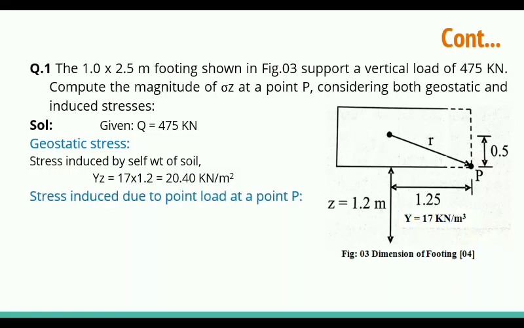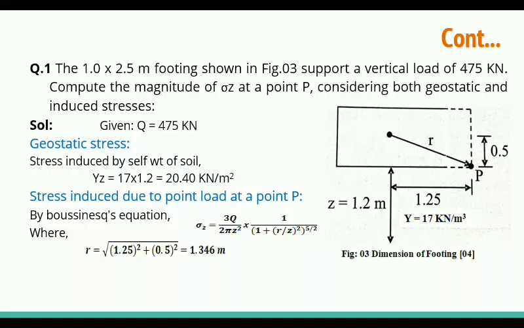So the stresses induced due to the point load at a point P. By using the Boussinesq solution, we can write this equation where x is given as 1.25, y is given as 0.5, and z is given as 1.2. By using x and y, we can calculate r, that is the polar distance. So we can calculate the root under 1.25, that is the value of x, plus 0.5, that is the value of y. So we get r as 1.346.